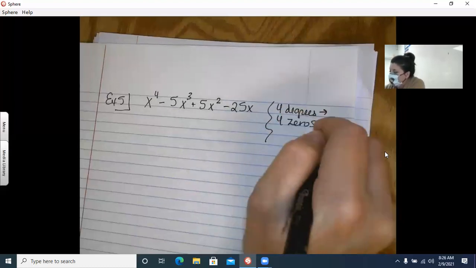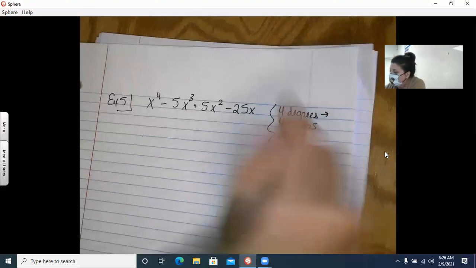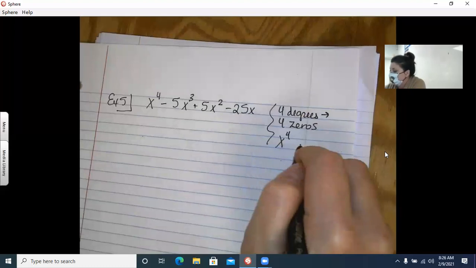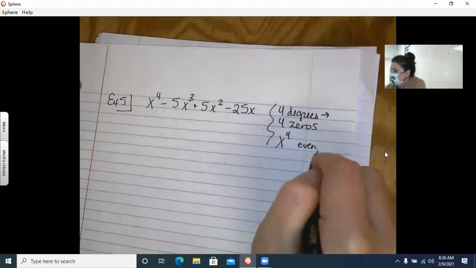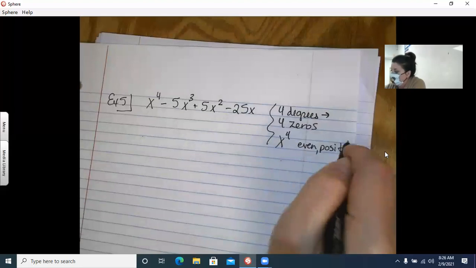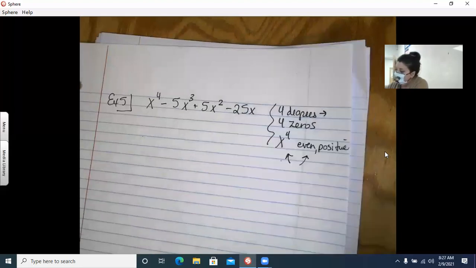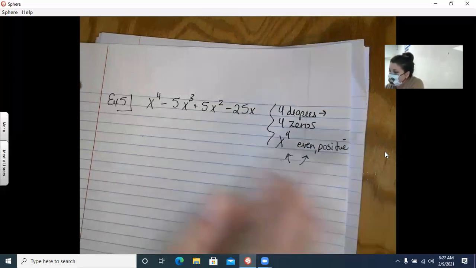And behavior, it's in standard form. My very first term is x to the 4th. So you have an even positive. So your end behavior is going to be what? Up and up. Group my first 2 terms together, group my second 2 terms together.